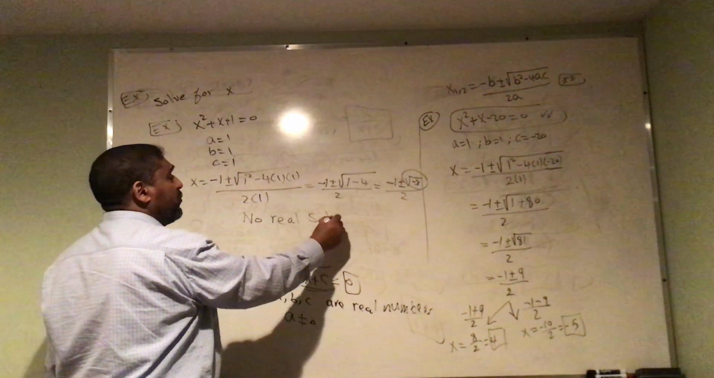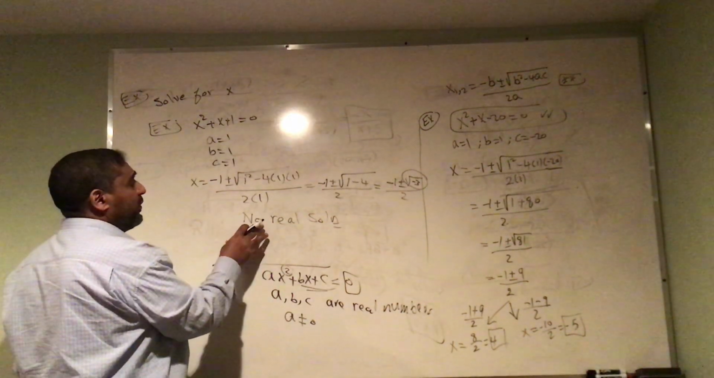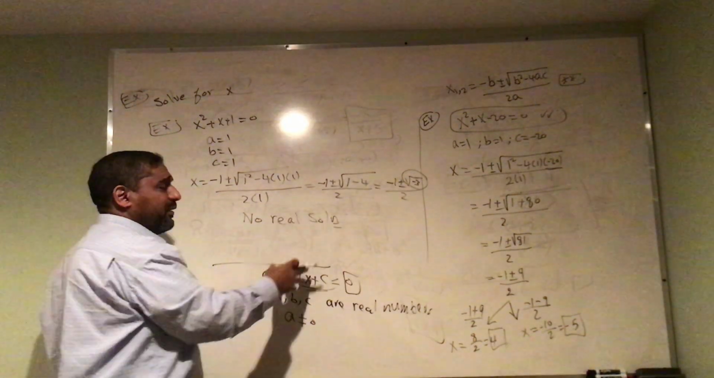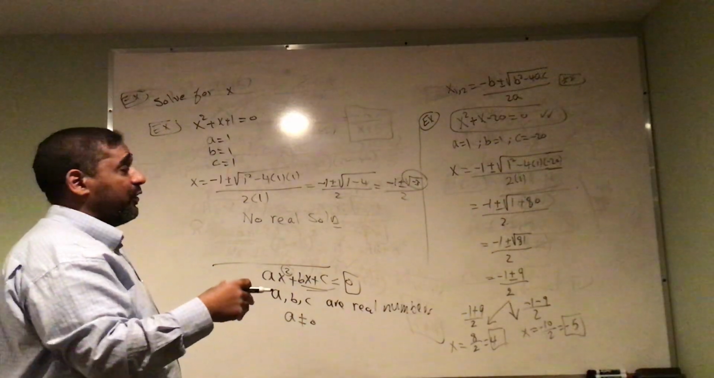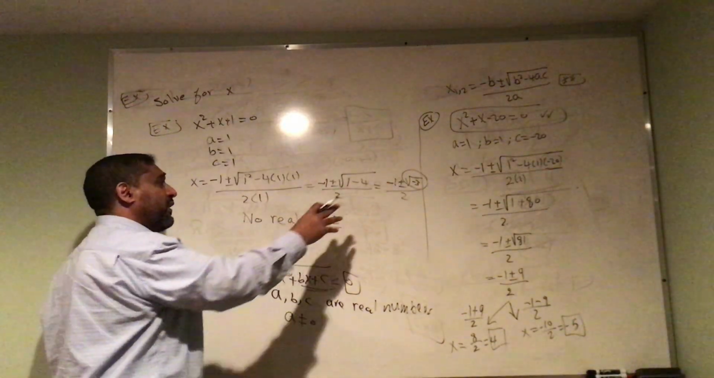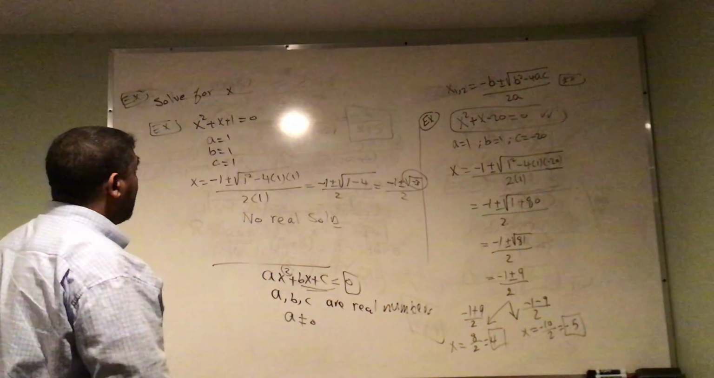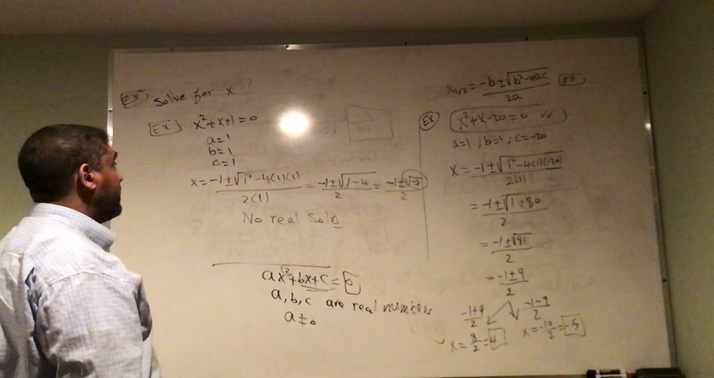We have solutions in mathematics, but beyond this course, we have numbers different from real numbers. Here we call them complex numbers. But for our course here, there is no real solution. So that is one example of no real solution.